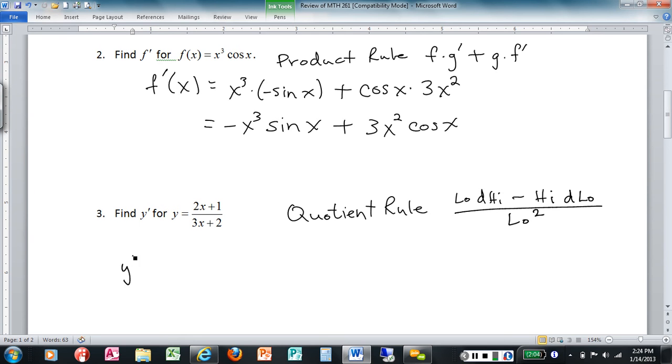Okay, so y prime here would be low, 3x plus 2, times the derivative of the high, which would just be 2, minus high, 2x plus 1, times d of the low, derivative of the low would be just 3, over low squared.